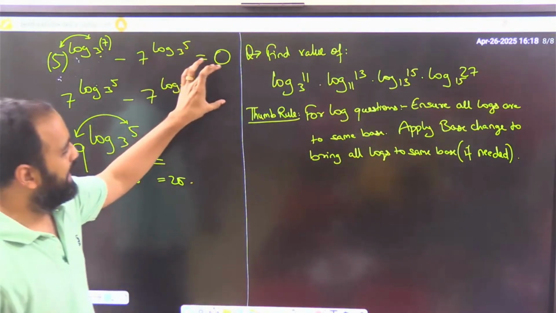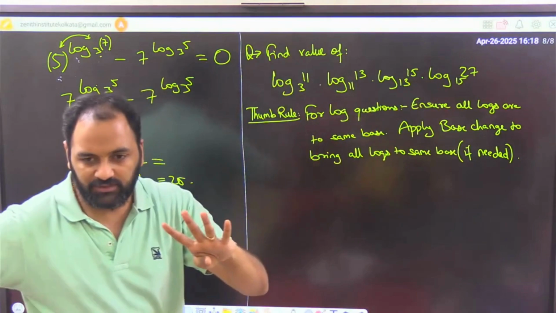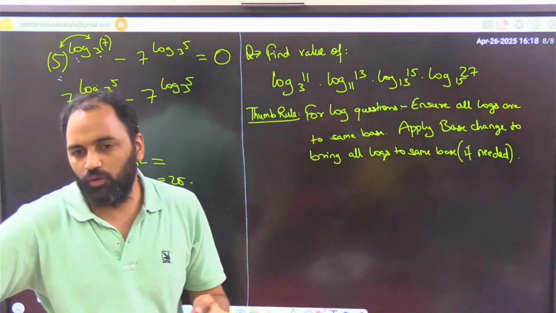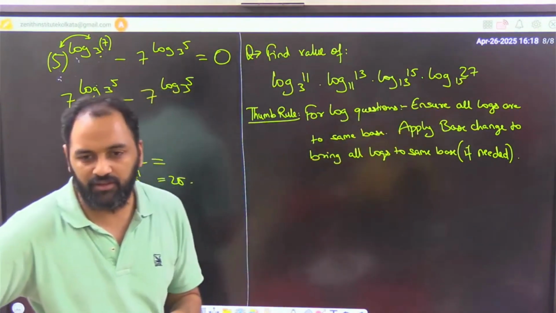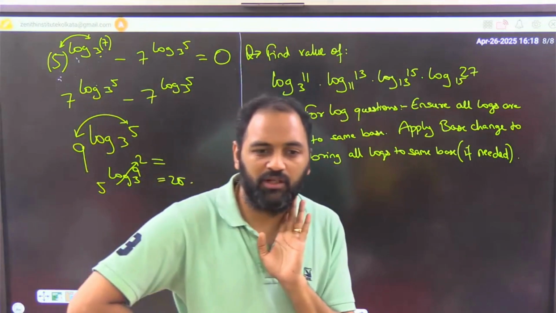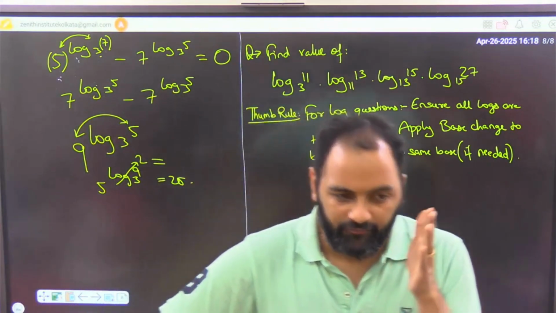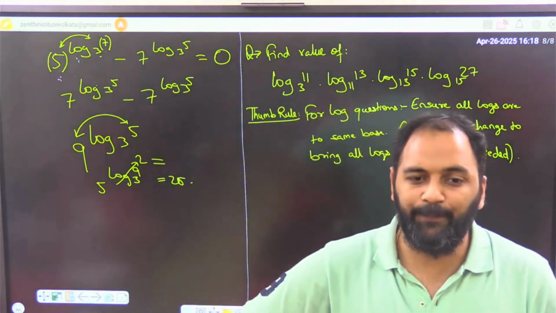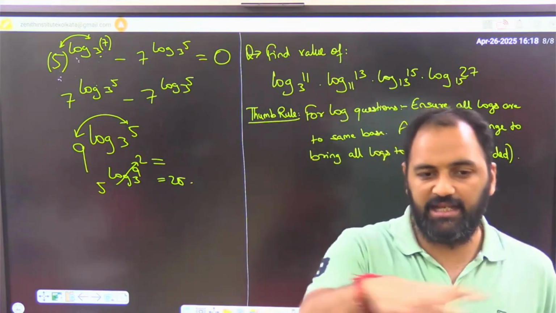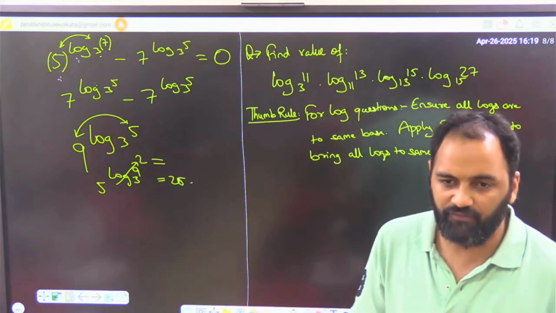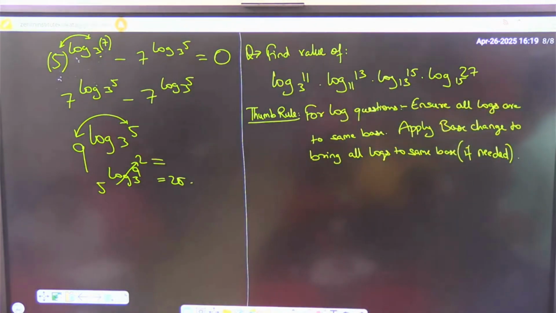So now, in this question, we have 4 log terms. What are the bases of all the 4 log terms? 3, 11, 13, 15. All of them are different. So what's the first thing that we have to do in the question? We have to bring all the logs to the same base. Now that same base, क्या लाना है will be entirely up to you. That's the freedom that you have.